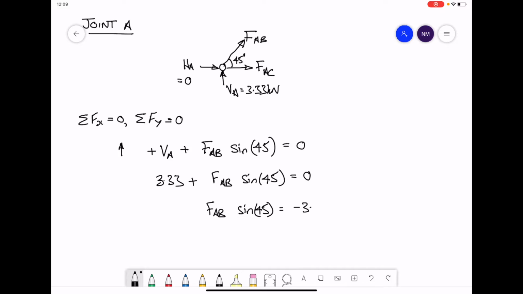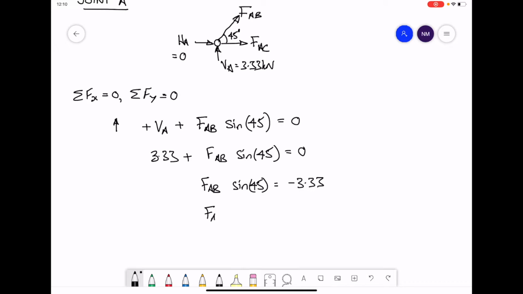Taking the 3.33 to the right hand side makes it negative, then divide through by sine 45 gives us force AB to be minus 4.71 kilonewtons. The negative sign indicates that it is a compression force rather than a tension force.